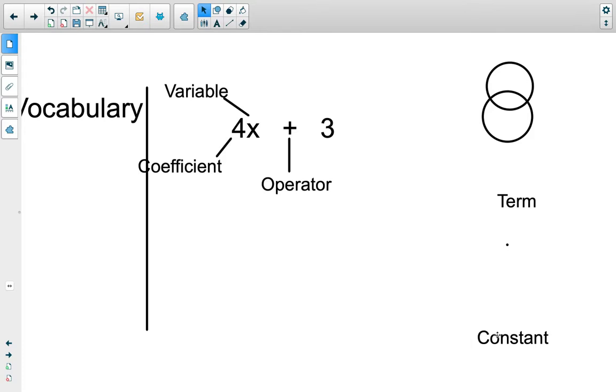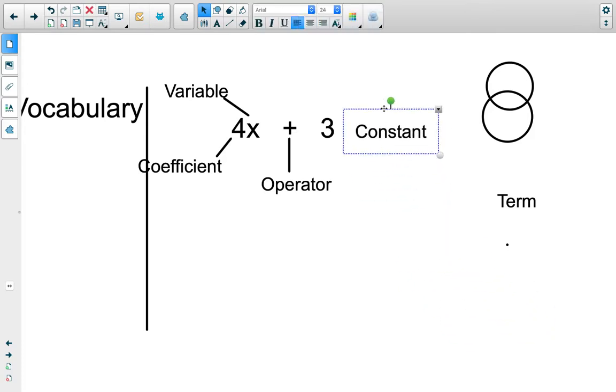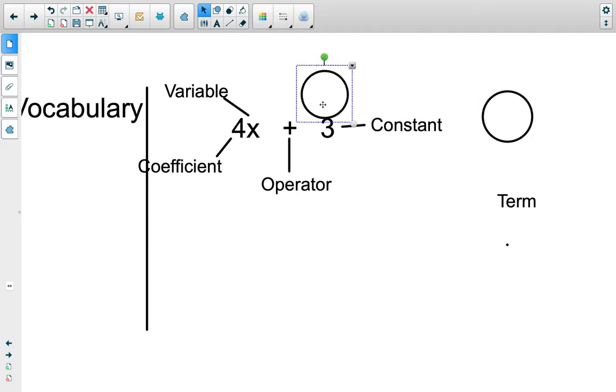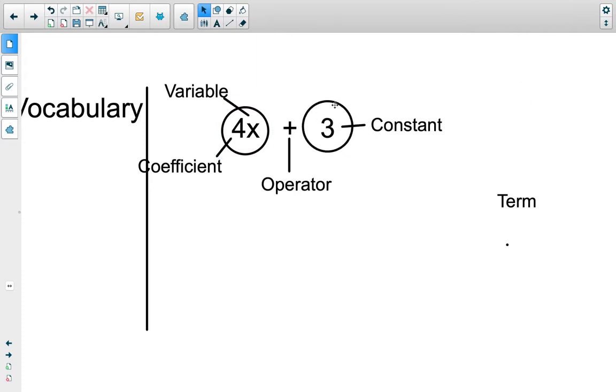Another word you might not be familiar with is constant. Constant is a number without a variable. So in this case, 3. 3 is my constant. Now my last word is our most important word for today. It's our term. Term. 4x is a term. 3, my constant, is also a term.